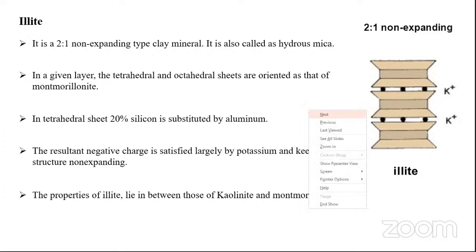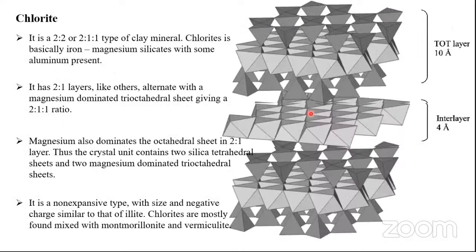Coming to the next, chlorites. Very interesting, chlorite, students. It is either called 2:2 or 2:1:1. How? You can see here one silica tetrahedra, one aluminum octahedra. Students, you should have a good imagination to see this type of images. So it is a silica tetrahedra, this is an aluminum octahedra, and again a silica tetrahedra. Good. This is TOT for your understanding.